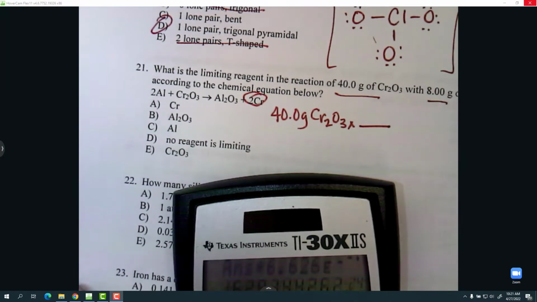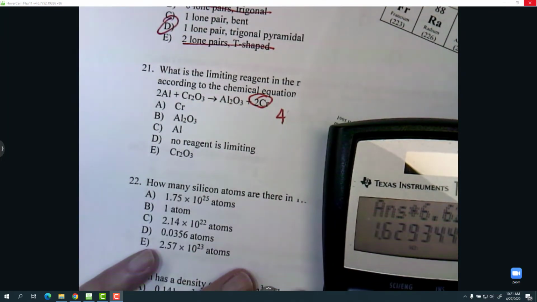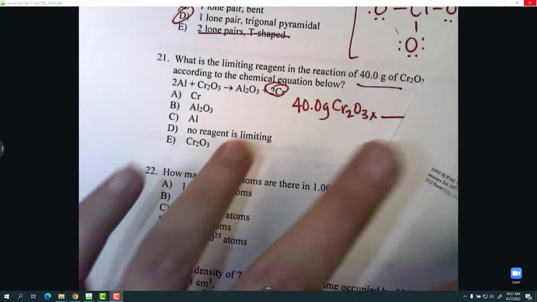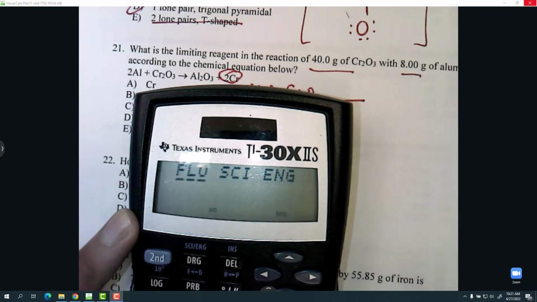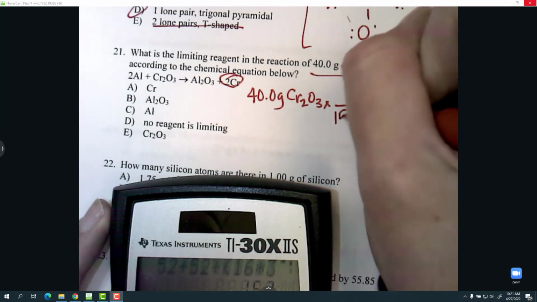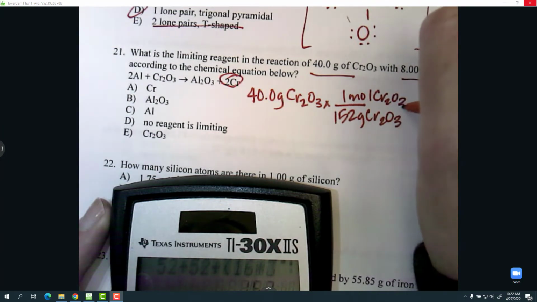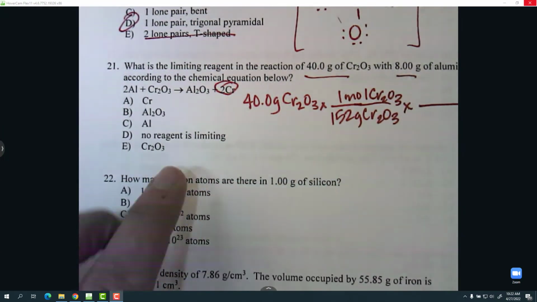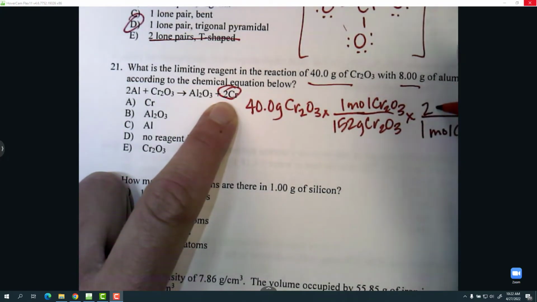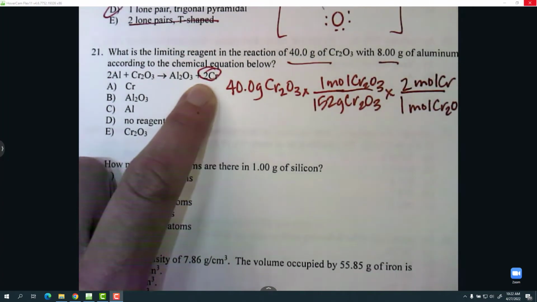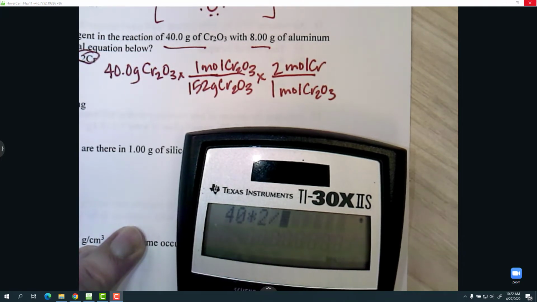So I need the molar mass, my periodic table here. Chromium is 52, got 2 of those, and 3 oxygens. So 152 for the molar mass. And then I need the mole ratio for whatever I'm in now, Cr2O3, to what I want to get to. And I don't even really need to go to grams. I'll just leave it in moles. As long as we have the same unit to compare, we can leave it. So I'll just do this.